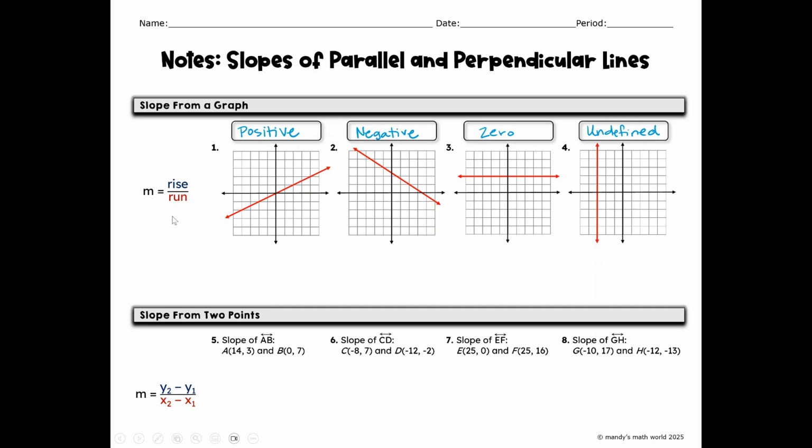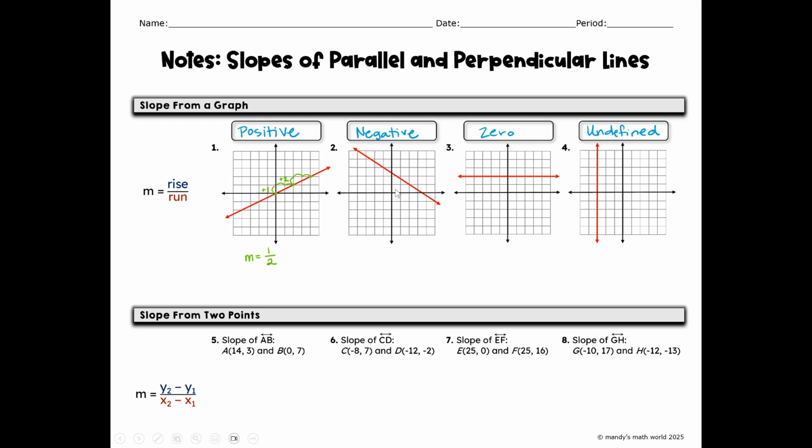So now let's calculate the slope from each one of these graphs. We find slope by rise over run. You might also have seen it as change in y over change in x. The first thing I'm going to do is find a point on this graph, and I'm going to go up 1 and over 2 to the next point. Then I go up 1, over 2 to the next point. So I'm rising 1 and I'm running 2. So the slope is positive 1 over 2.